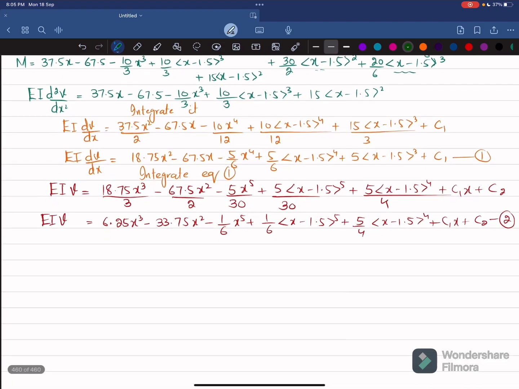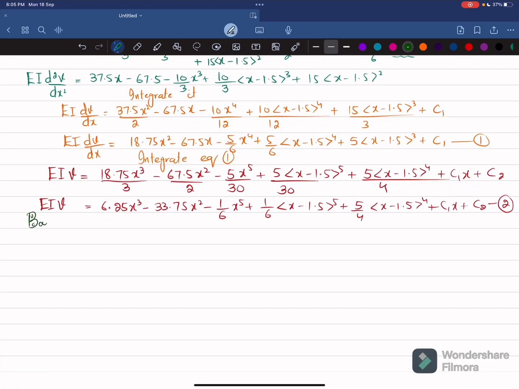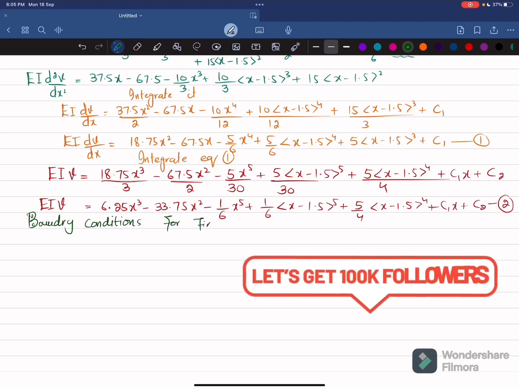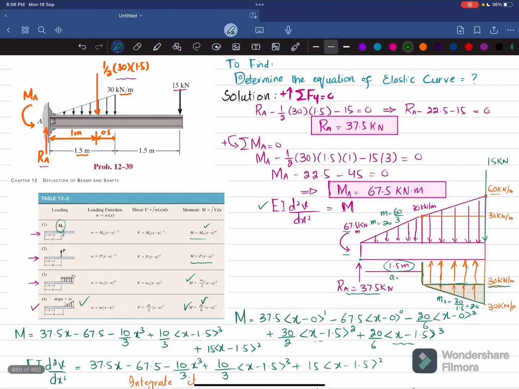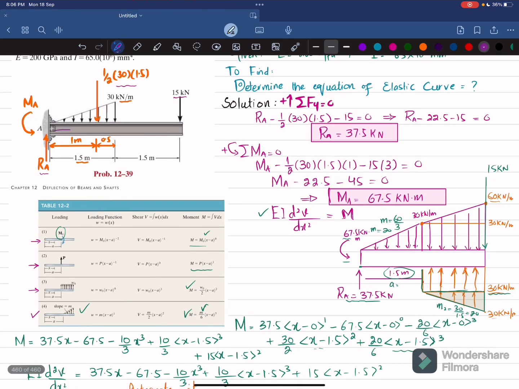Now C1 and C2 are unknown constants of integration, so we can find them by using boundary conditions. So the first boundary condition is that at x is equal to 0, we have slope dV over dx equal to 0. Let me show you over here. I have already told you in the start that due to this, the beam will deflect like this. Clear? So here at x is equal to 0, we have slope dV over dx equal to 0, because this will be a straight line. So tangent to this straight line will give you slope.